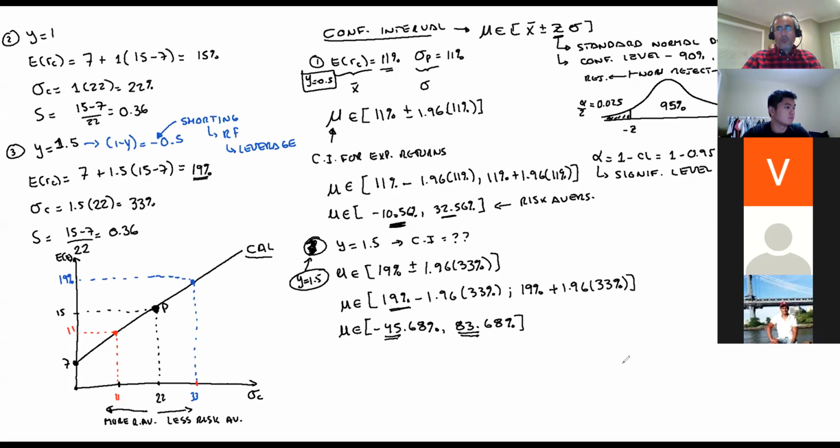Sorry, Prof. Do we use sigma P or sigma C? Sigma C, because I'm talking about the portfolio. Sorry, this should be C. C is this one here. So I'm talking basically about what is my expected return of my complete portfolio, and what is my confidence interval for my complete portfolio. You see that? So it's of my complete investment, the risk-free and the one risky portfolio.